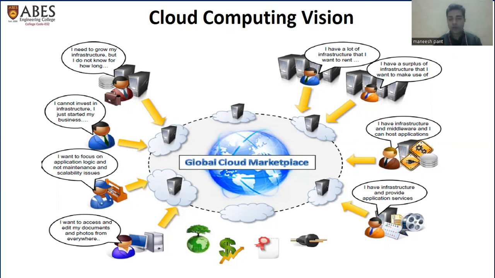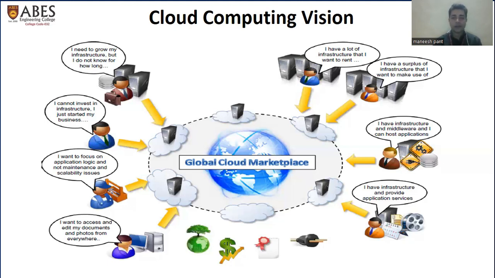Let us see what the first person on the right hand side is saying. I have a lot of infrastructure that I want to rent. The second person on the right hand side is saying, I have a surplus of infrastructure that I want to make use of. Just imagine on the left hand side, there is a person who has just started a company. Now he does not want to invest much in the server or the infrastructure part. He just wants to lend 10 computers and start his work.